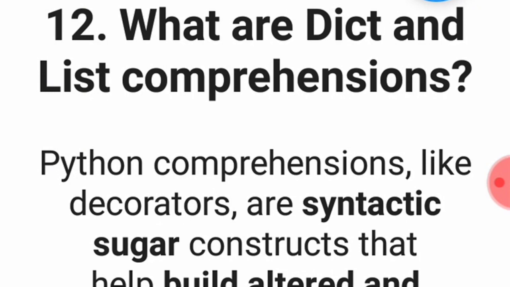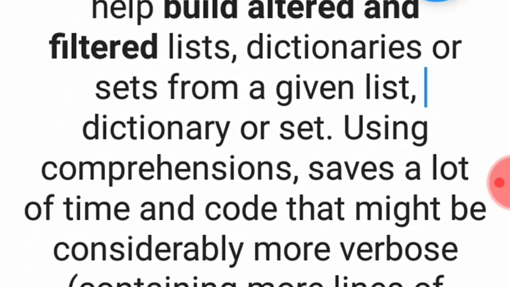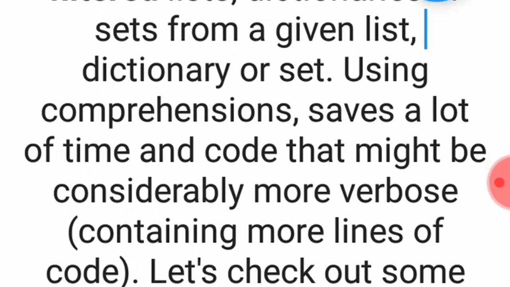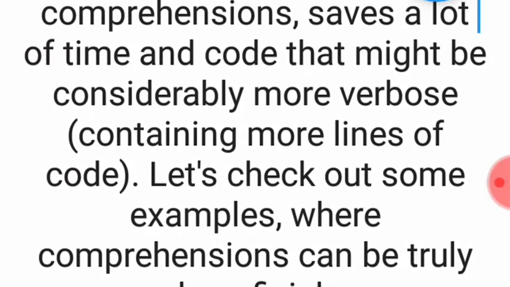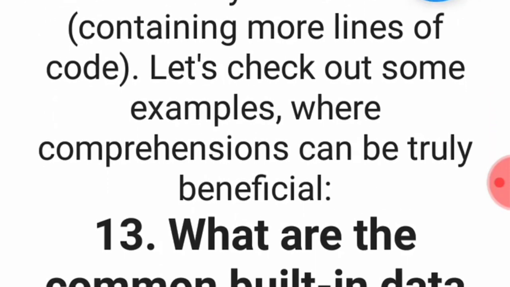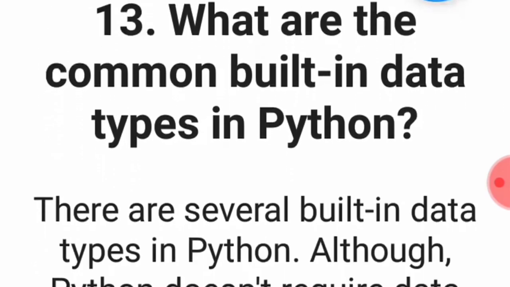12. What are dict and list comprehensions? Python comprehensions, like decorators, are syntactic sugar constructs that help build altered and filtered lists, dictionaries or sets from a given list, dictionary or set. Using comprehensions saves a lot of time and code that might be considerably more verbose, containing more lines of code. Let's check out some examples where comprehensions can be truly beneficial.